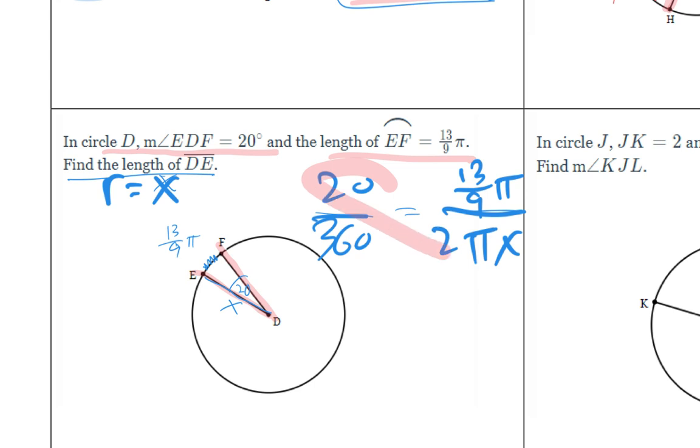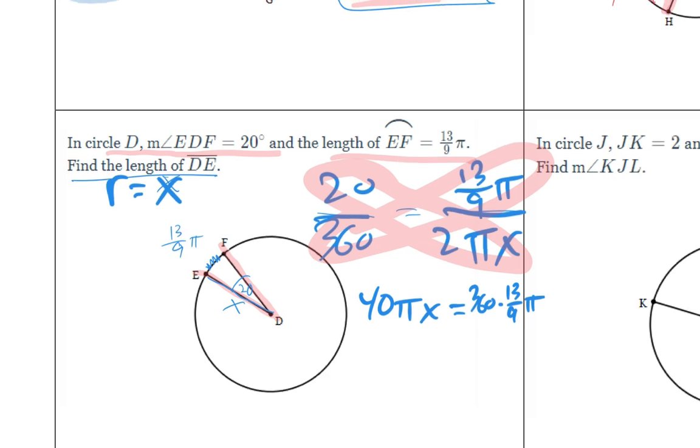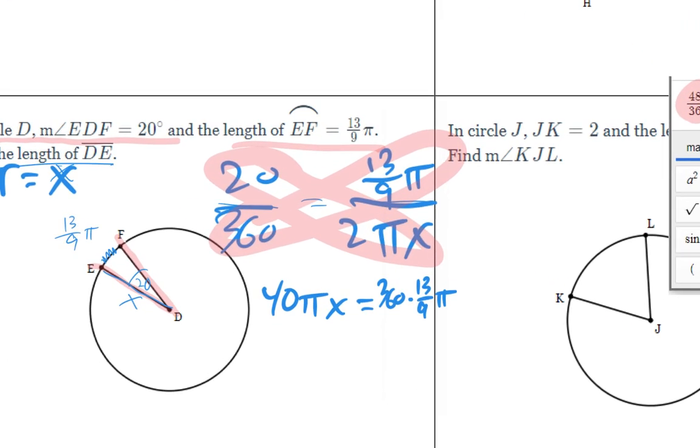So we said we're going to cross multiply, right? So this times this equals this times this. Let's do this times this first because that one has the x in it. So 2 times 20 gives us 40, and then pi x equals, now this times this, let's just put that over there. So 360 times 13 over 9 pi. I know that looks really wild, but that's what we just did.